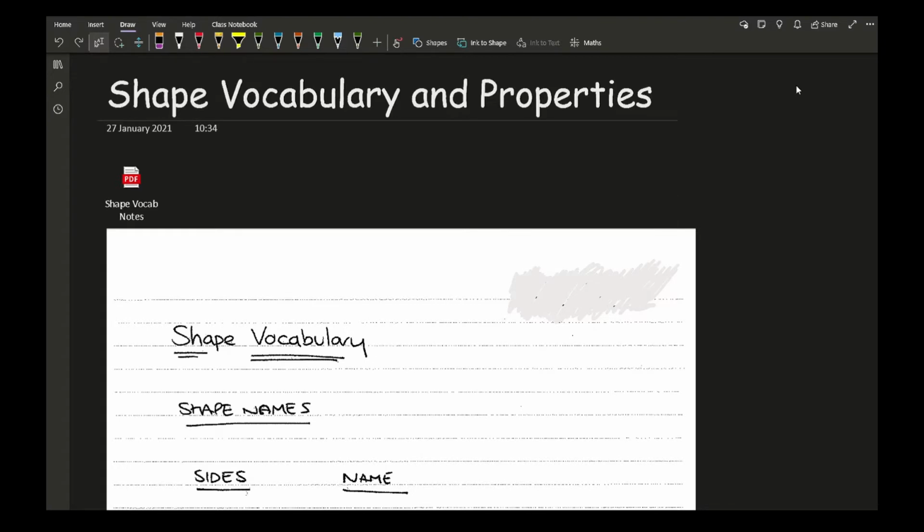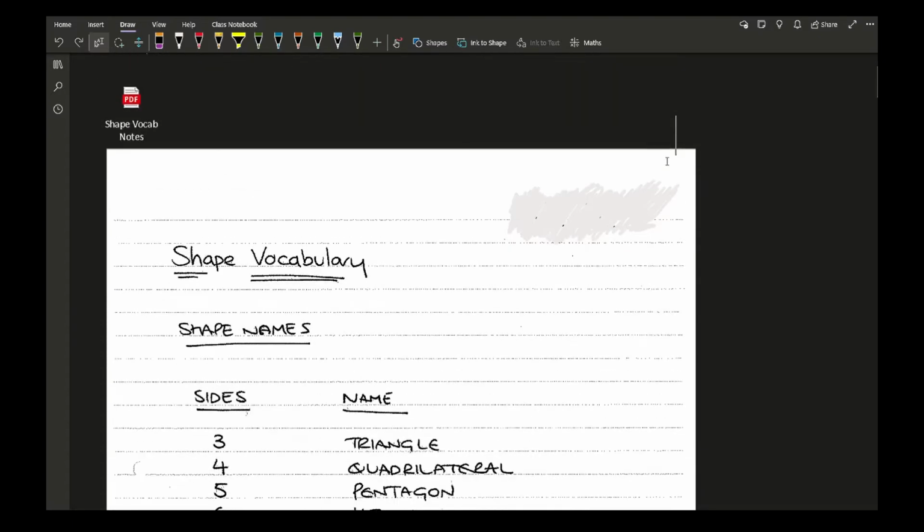Now, in terms of shape vocabulary and properties, this really isn't much of a physical maths topic for you to do. It's something that you need to know and be aware of when dealing with shapes at an entry level in maths. So it's more of a case of spellings and definitions that you would commonly use when revising certain areas in different subjects. So let's get started. The first thing we'll look at is shape names.